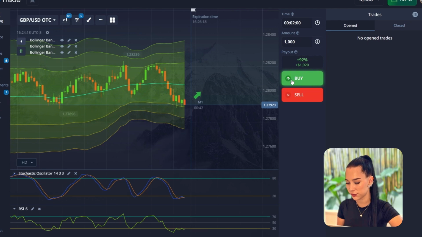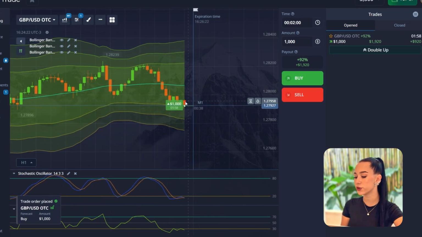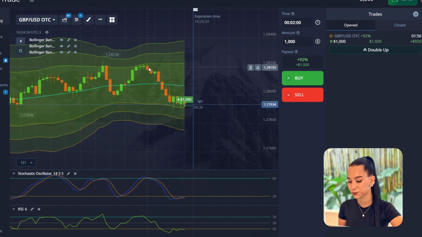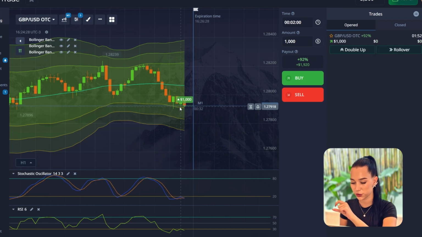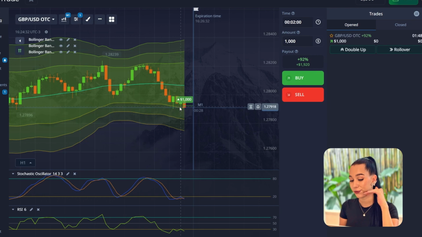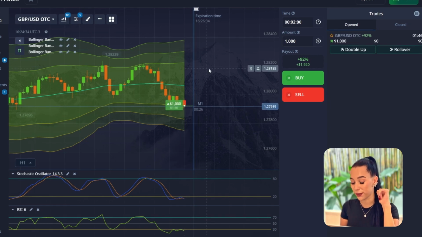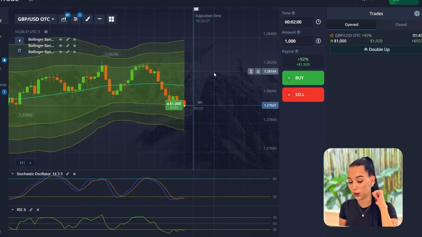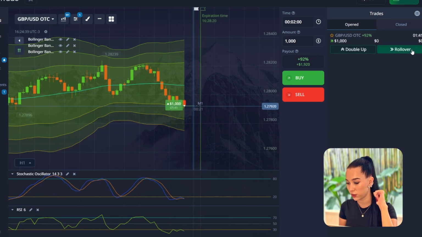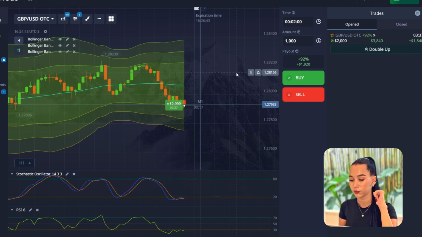Let's wait for a good entry point, and boom, we opened here a buy trade for 2 minutes. We can see it was a downward trend before, then a little bit of lateral movement. It reached and crossed the first lower line of the Bollinger Bands, and now it will start to reverse, I'm really sure. Oh, let's open the rollover here, why not?